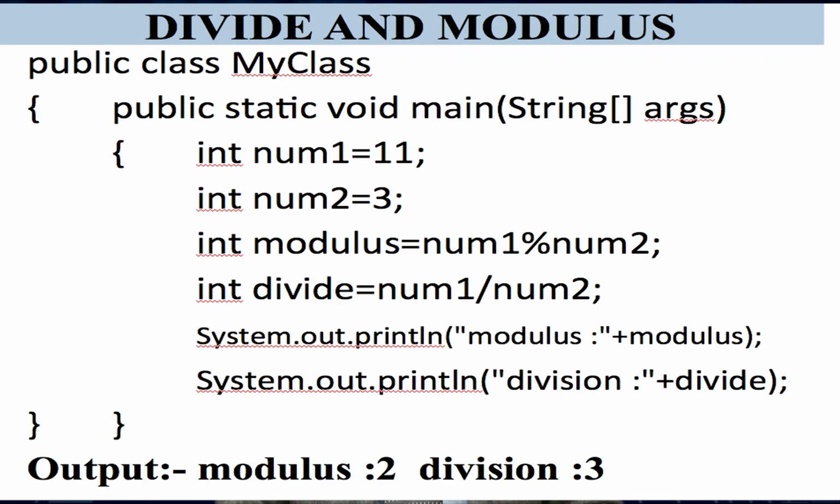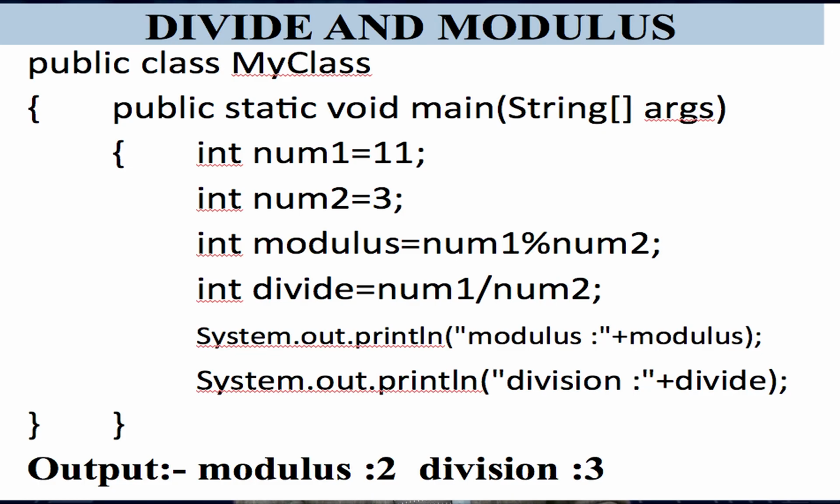You can see the public class MyClass, and inside it public static void main. Here you can see two variables, num1 and num2, and I have assigned the value 11 to num1 and 3 to num2. You can see the third variable, the modulus variable: modulus equals num1 mod num2. When we divide num1 by num2, the remainder will be stored in the modulus variable.